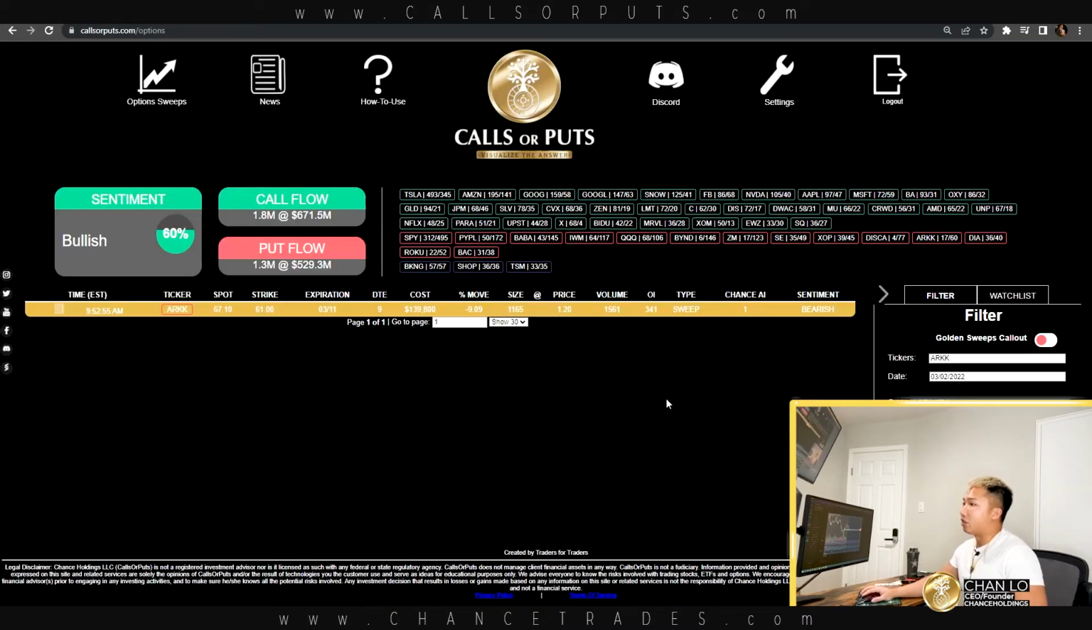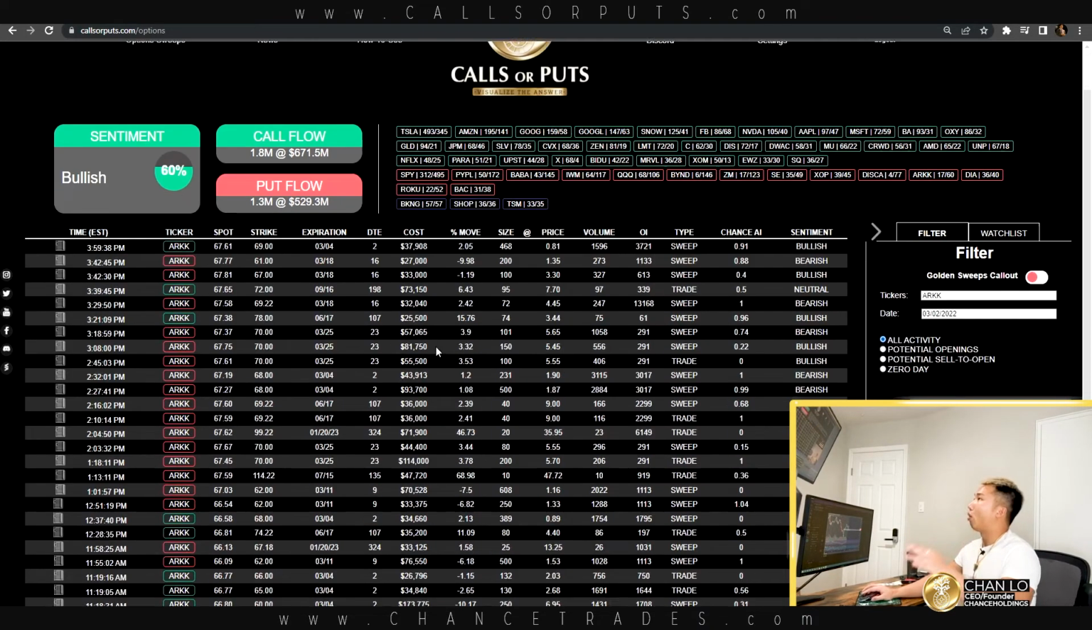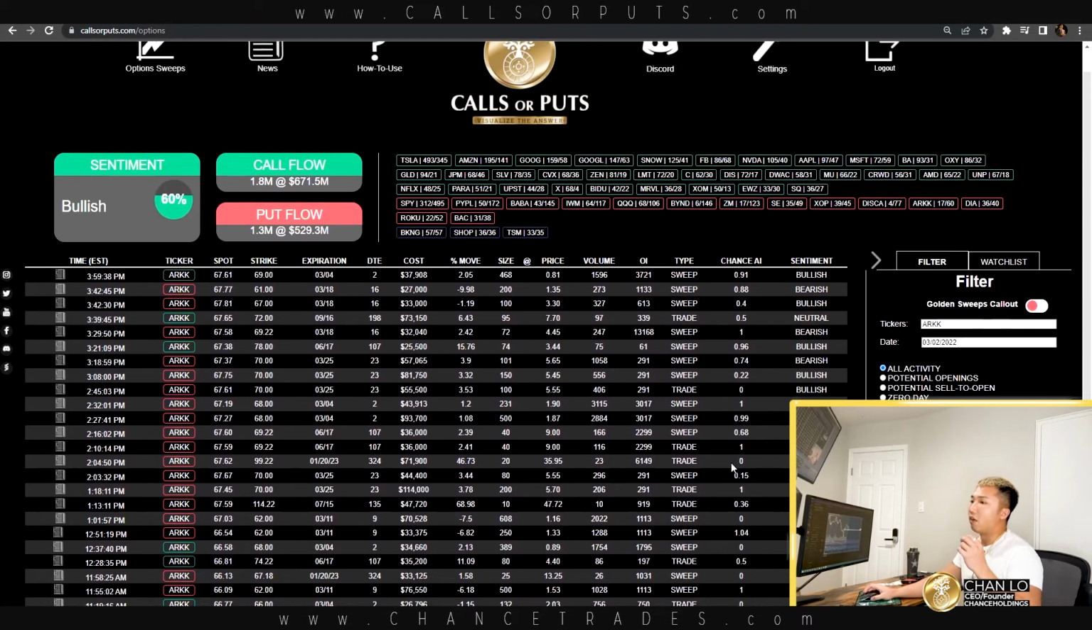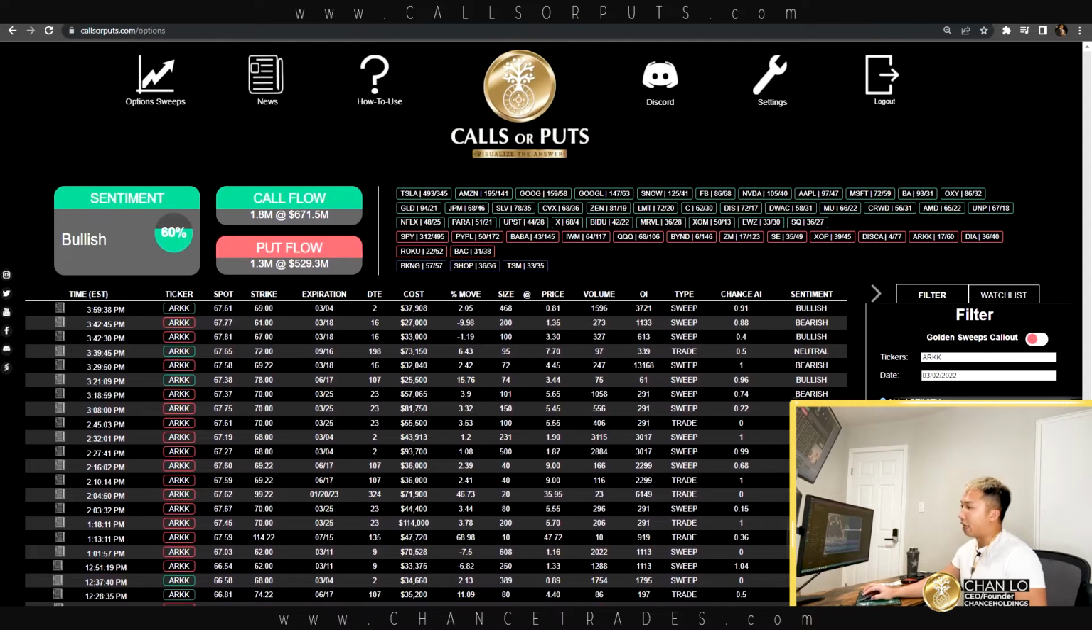And as you can see here, this was the only golden sweep for ARKK. And this is why it's so important to have the correct trading tools, because as you can see, when I click all activity, every single one of these sweeps is shown. There's 30 lines per page, there's 3 pages. So you have 90 lines of ARKK sweeps coming in, and our algorithm from callsorputs.com picked up that this golden sweep was of significance.